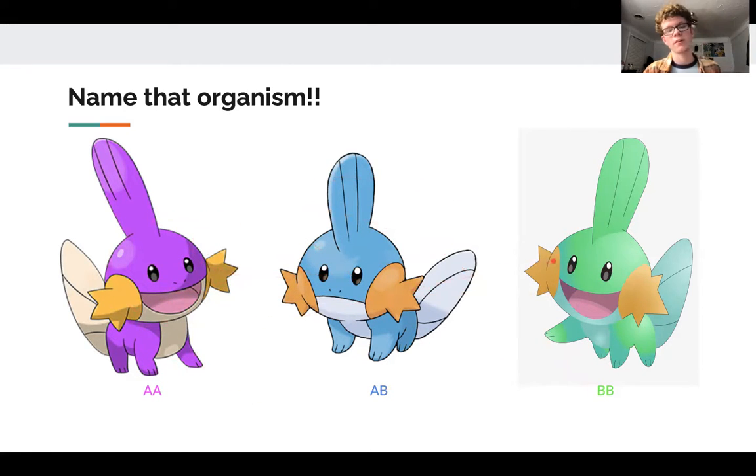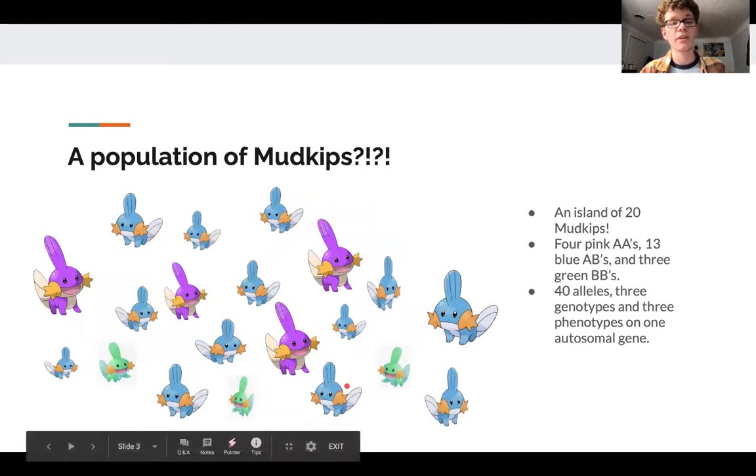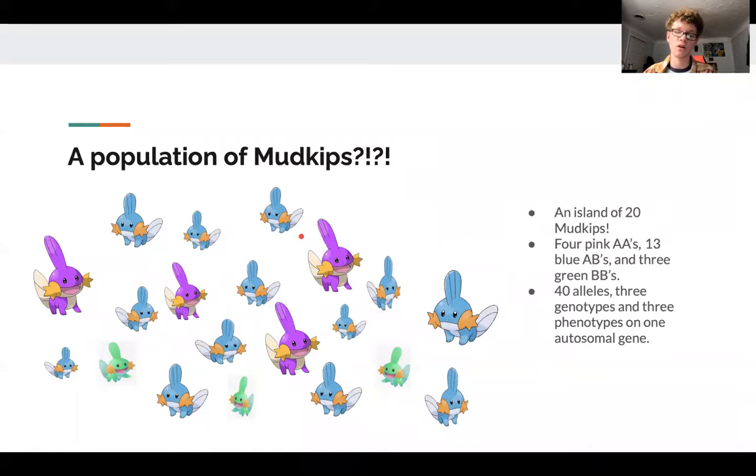These are all diploid organisms that reproduce sexually. We're dealing with a population of 20 mudkips on an island. You can see we have 4 pinks, 3 greens, and 13 blues, which means that we have 40 total alleles concerning one autosomal gene that deals with coloration.